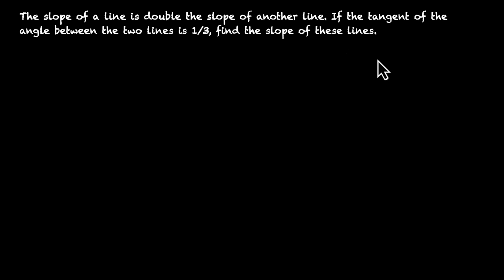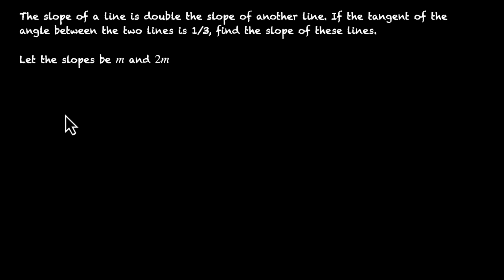Okay, let's do this together. We know the slope of one line is double the slope of another line. So let's assume that the slopes are m and 2m. We save a variable here. We can only work with one variable, m. Okay. So the tangent of the angle between these two lines is 1/3.